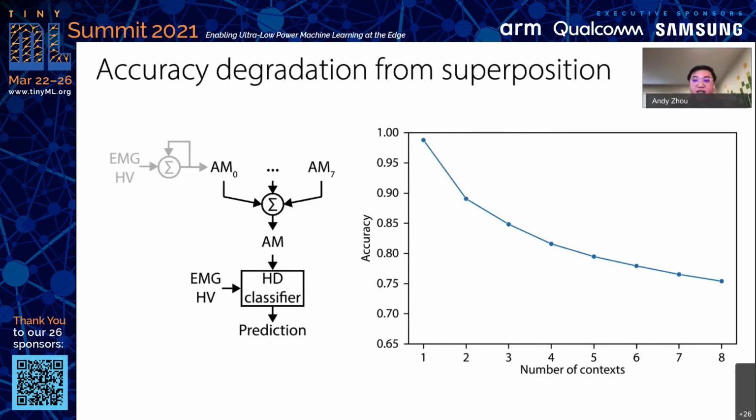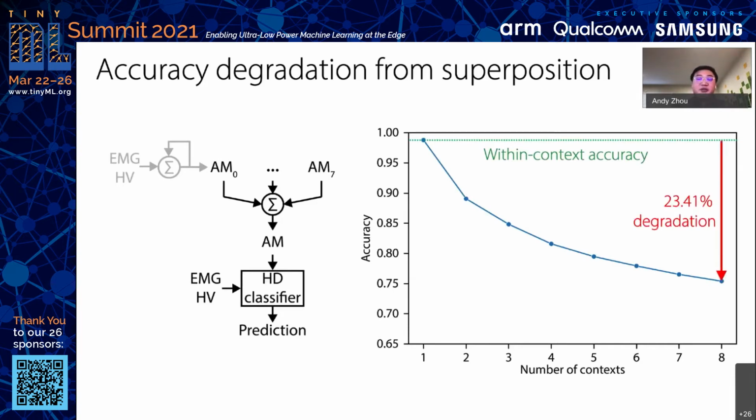We clearly do the best when we only train and test within a single context, and that's what we'll call our within context accuracy, or our best case scenario. Compared to this, if we try to encompass all 8 limb position contexts, we experience 23% more error compared to that within context case.